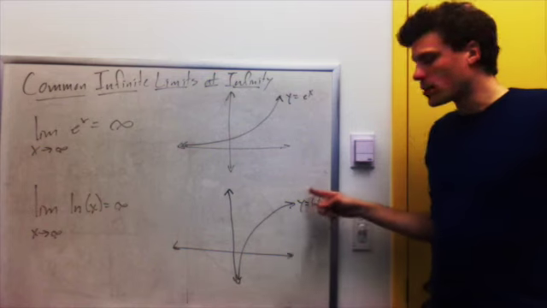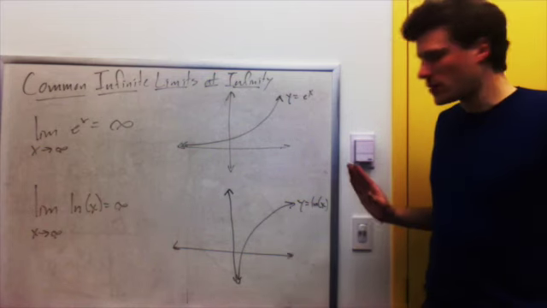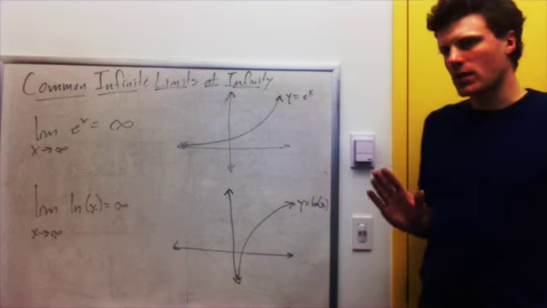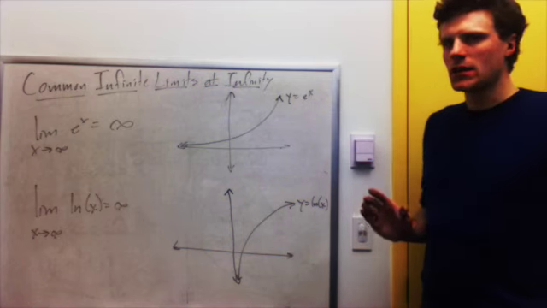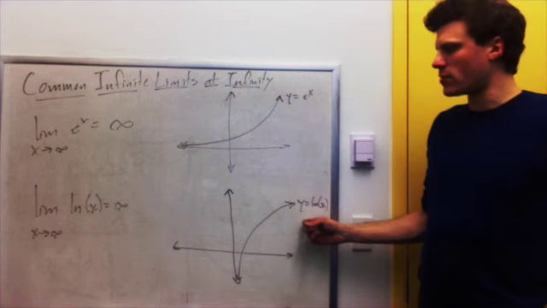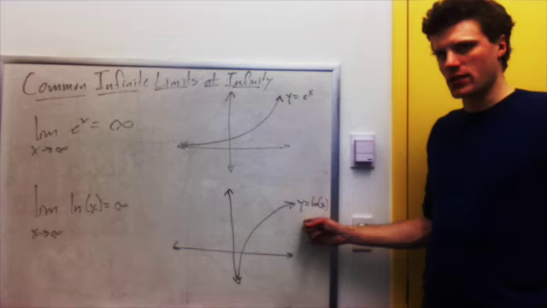Now this graph sort of curves down, and if you went out really far along the graph, it would look almost like it's flat. The thing is, it does get to infinity. It gets there really slowly, but it eventually gets there. So this graph also has y going to infinity as x goes to infinity.